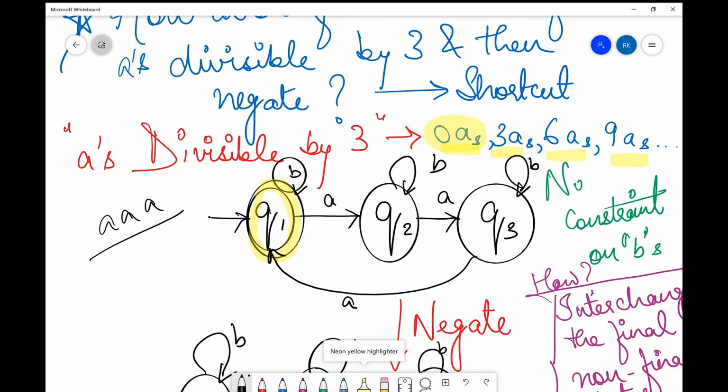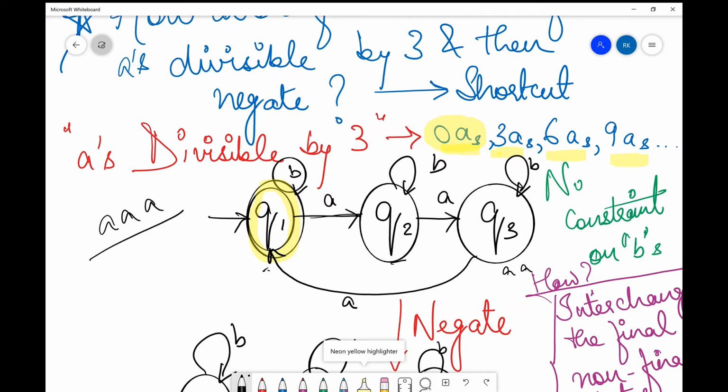So I need at least two more states, because with one A I'll reach Q2, with another A I'll reach Q3, but I have only formed AA till now. So I'll add another A and I'll reach Q1. And similarly, you'll see that Q1 accepts only multiples of 3.